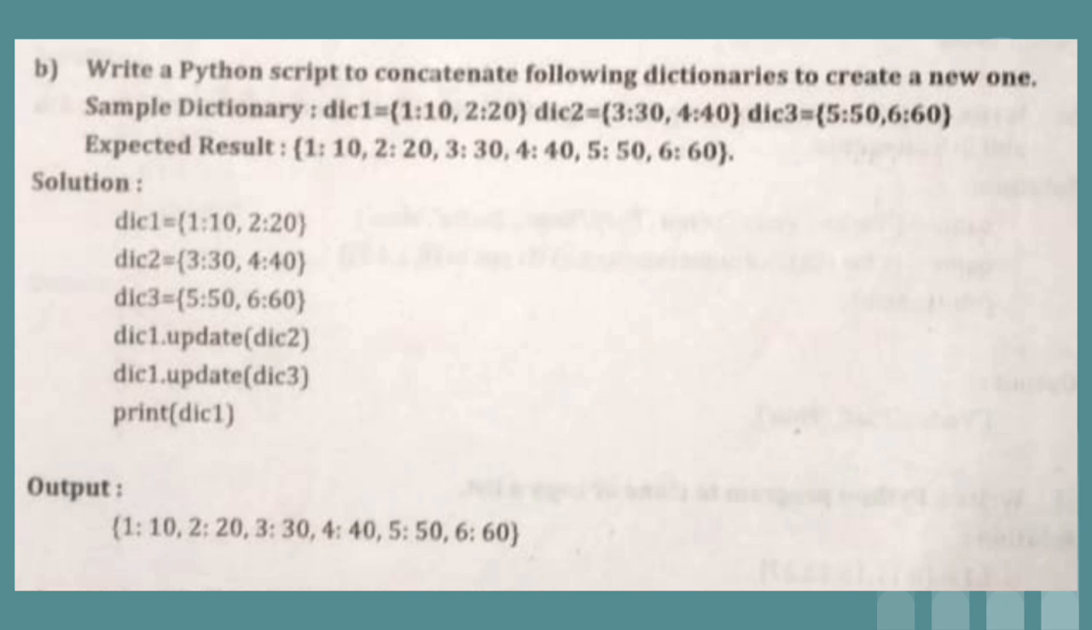First initialize all three dictionaries as provided, that is dict 1 equal to, within curly brackets, 1:10, 2:20. Then we have dict 2, dict 3. Then dict 1 dot update, into round brackets, dict 2. With the help of the update method, we are going to add the second dictionary inside the first dictionary. So after this line, dict 1 dot update dict 2, dict 1 will contain a total of 4 elements.